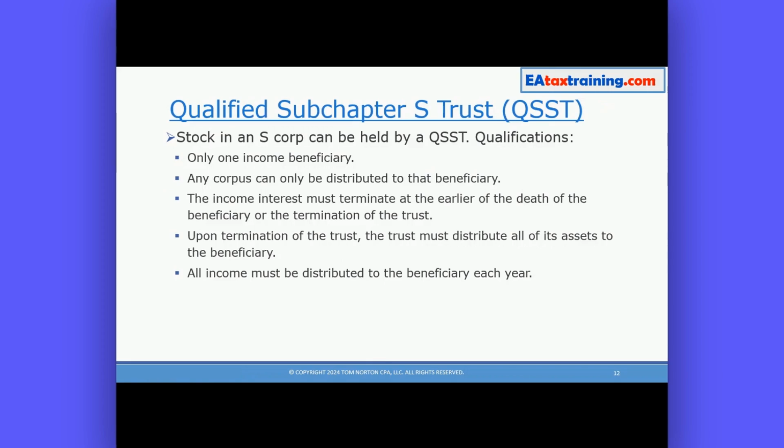The qualified subchapter S trust has all of these elements to it. There can only be one income beneficiary. Any corpus can only be distributed to that beneficiary. The income interest must terminate when that beneficiary dies or the trust terminates. Upon termination, the trust must distribute all of its assets to that beneficiary, and all income must be distributed to the beneficiary each year. So the primary thing we're looking at here is it's just one beneficiary for that trust, and that beneficiary gets everything. So it has to have that in order to be a qualified subchapter S trust.